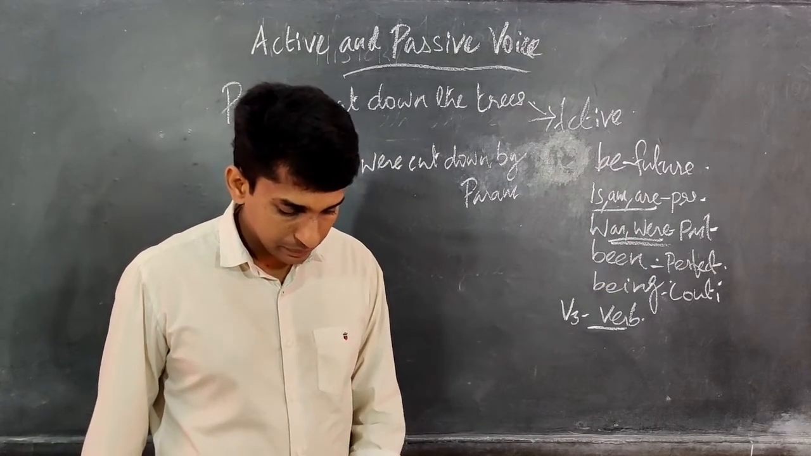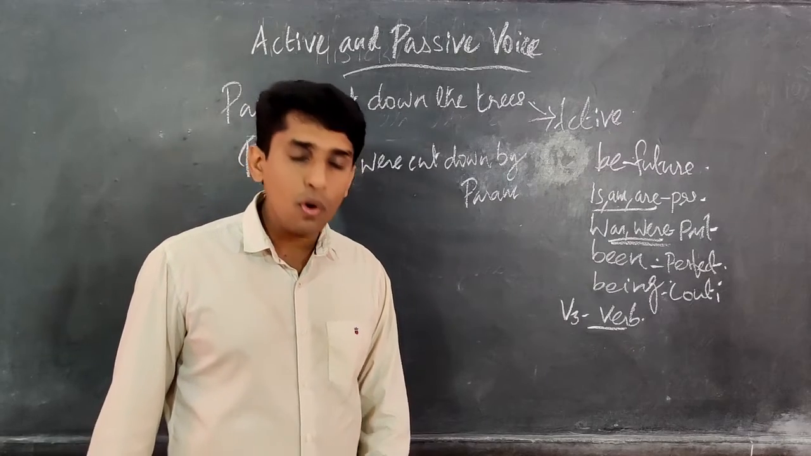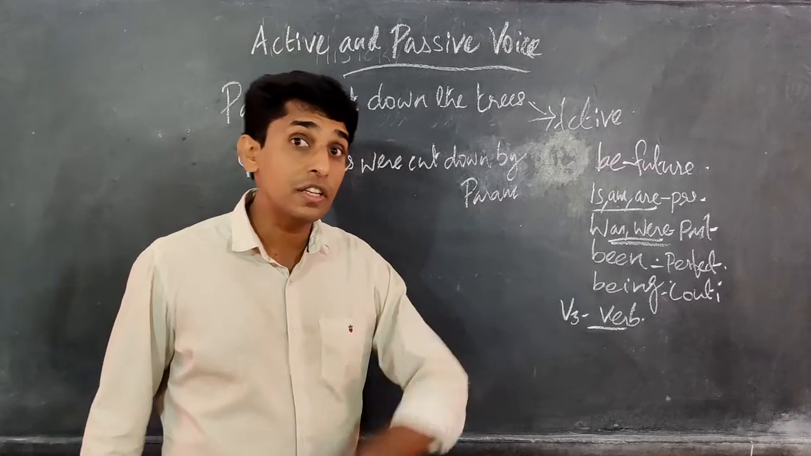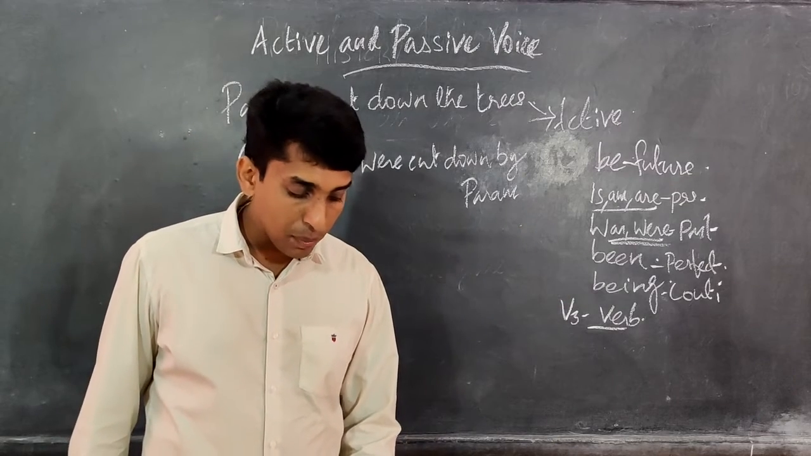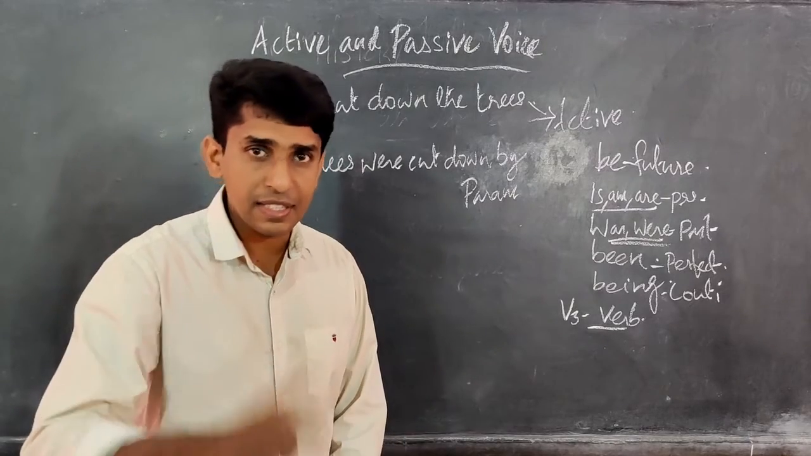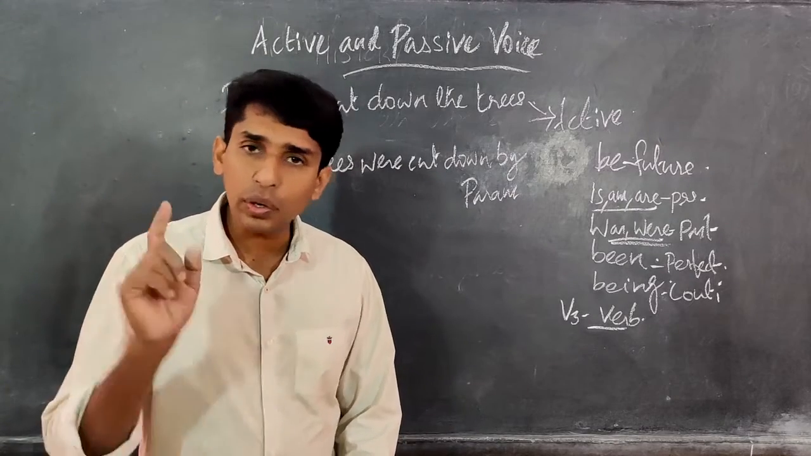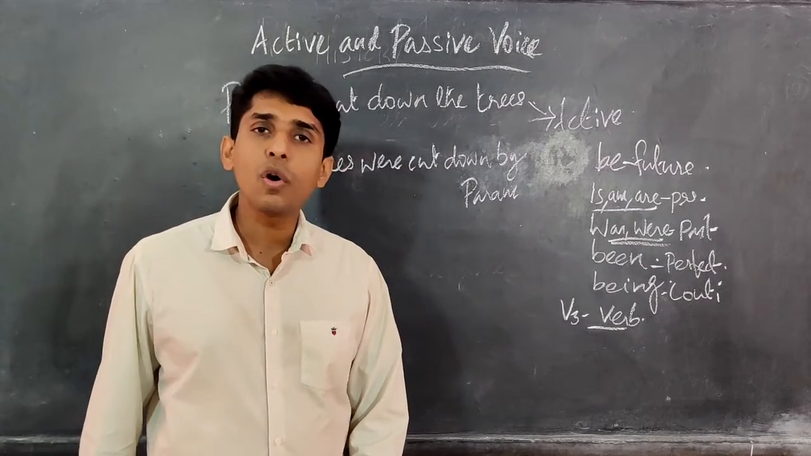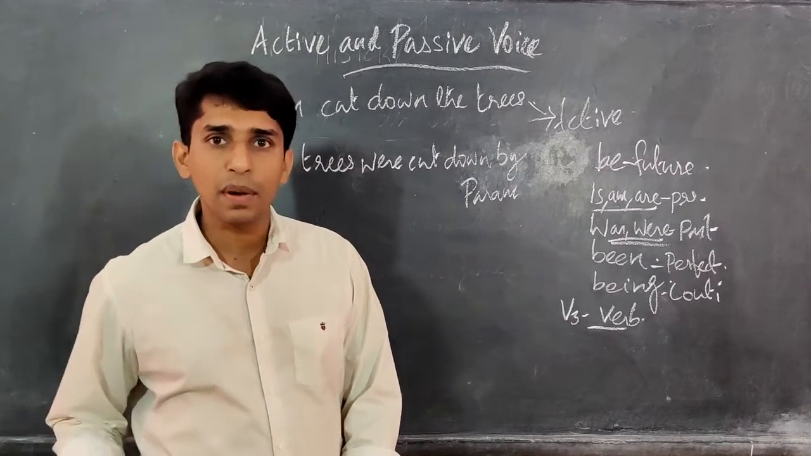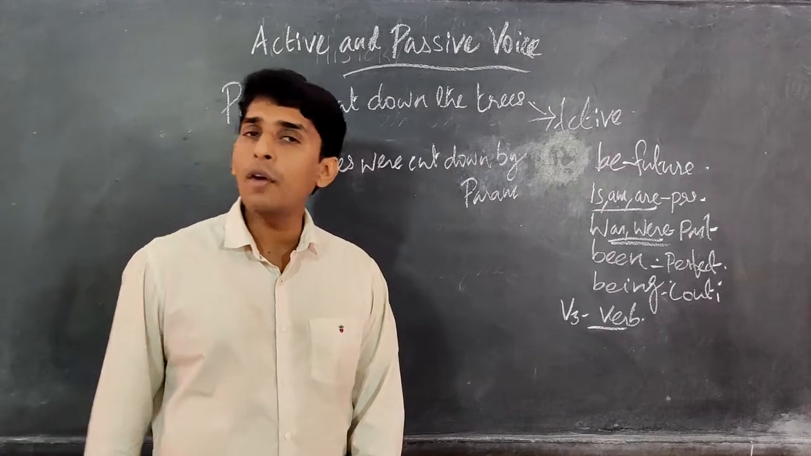Listen carefully. Rita threw the ball into the air. All the sentences are in active voice. We have to change them into passive voice. Rita threw the ball into the air. What is the subject there? Rita is the subject. Threw is the verb. What is the object? The ball. The ball is the object. The remaining is the complement. That you need not mind. So how will you change?